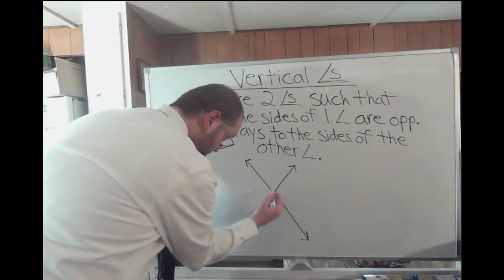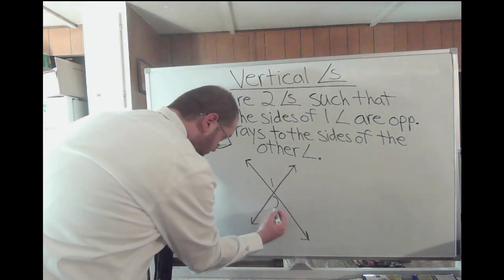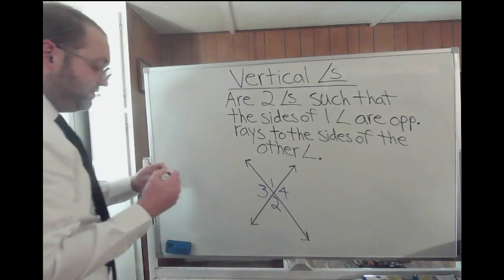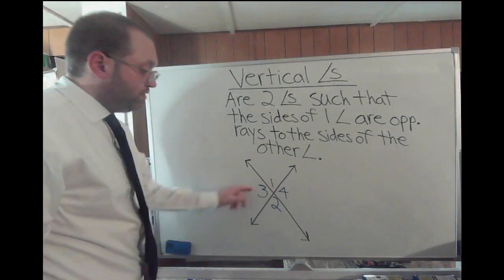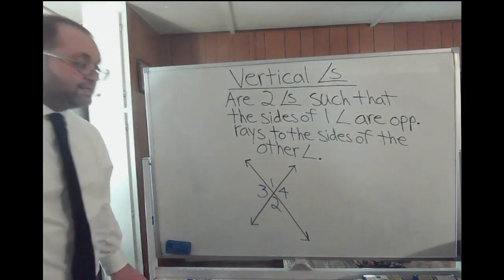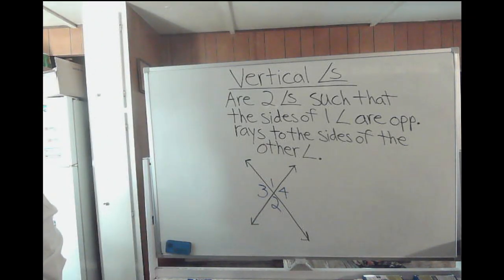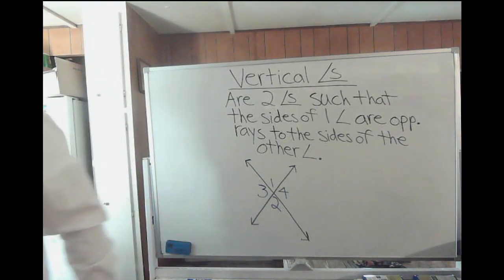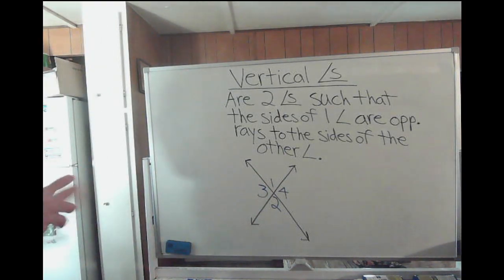Alright, so this would form an angle. This would form an angle. That forms an angle. That forms an angle. So now we have angles 1, 2, 3, and 4. All these are vertical angles here from the intersecting lines. So that's what vertical angles are. They intersect to form two pairs of vertical angles. So now we know.